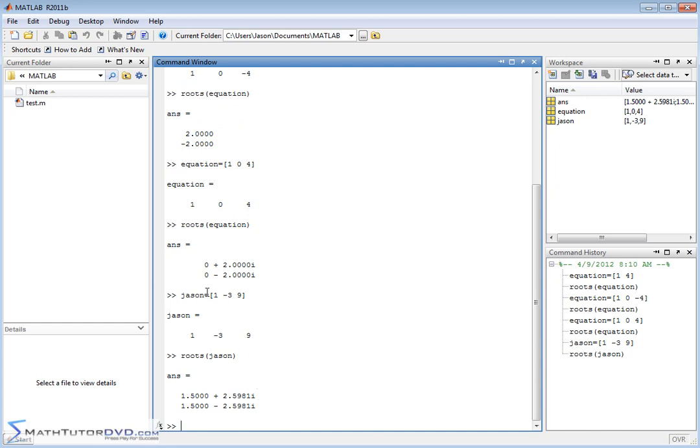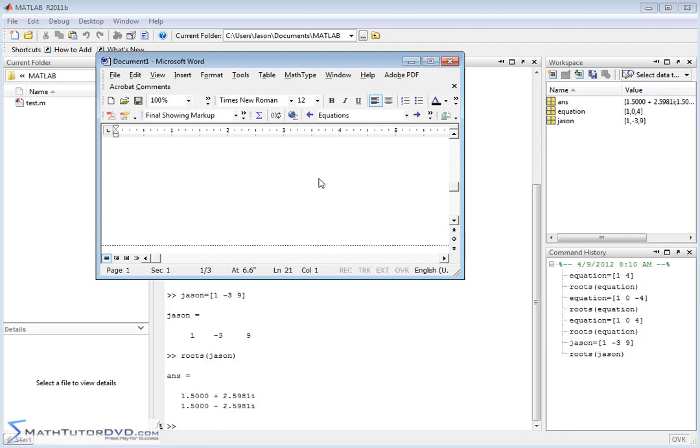The reason we get two answers is because this is a second-degree polynomial. We expect it to cross the x-axis twice. In this case, it's a complex answer. We expect to get two roots. All right, so that's basically how you do it, and you can put more complicated things into MATLAB here.